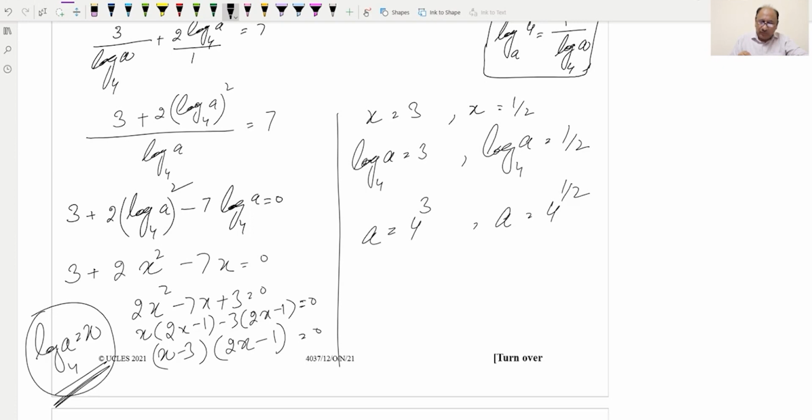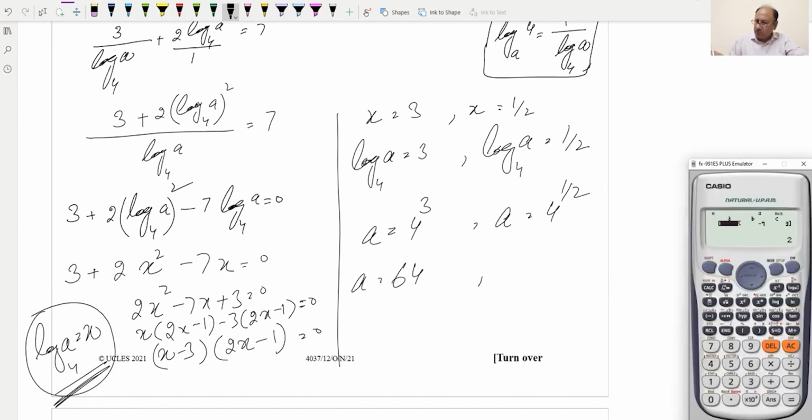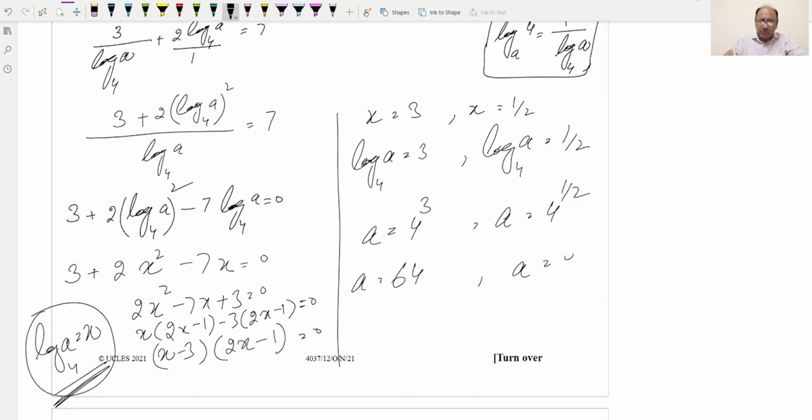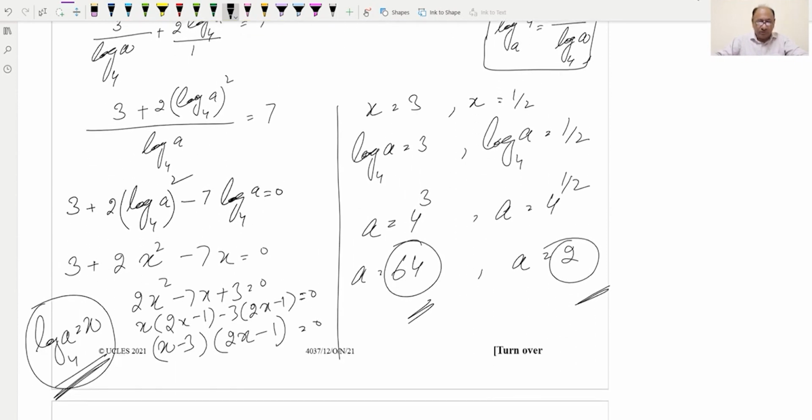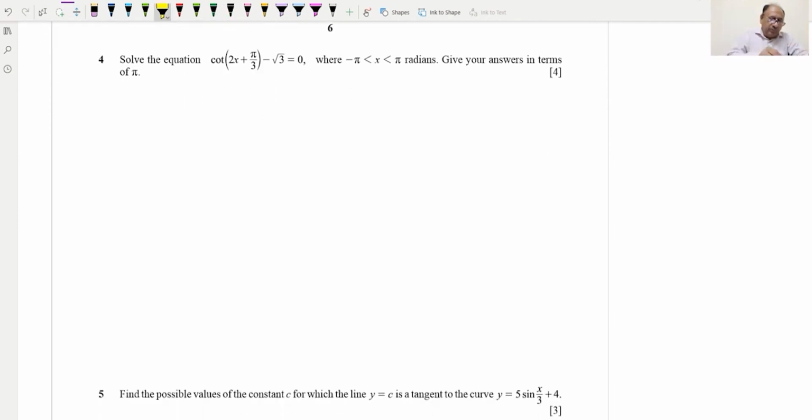So 4 cube will be 4 into 4 into 4, which is 64, and 4 raised to the power 1 over 2 will be equal to 2, you can use a calculator also, so we can write a is equal to 2. So these are the two values of a which were required for this. So we have solved this equation. Hopefully you understood this.